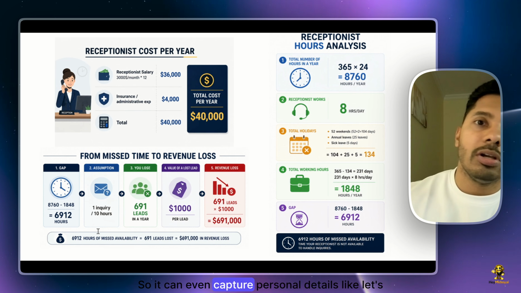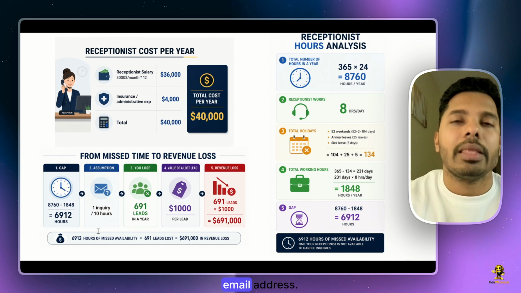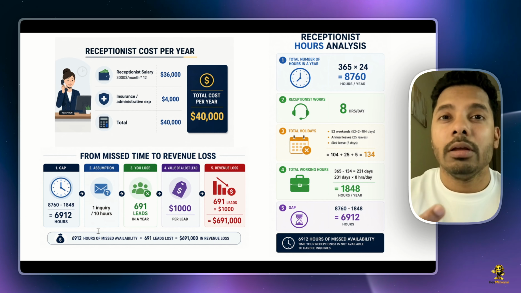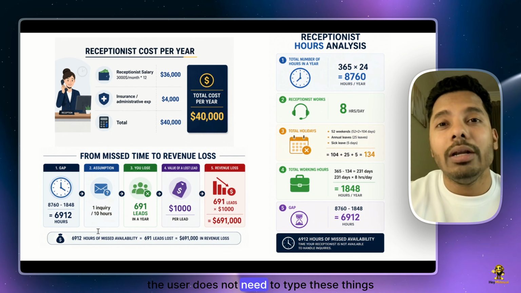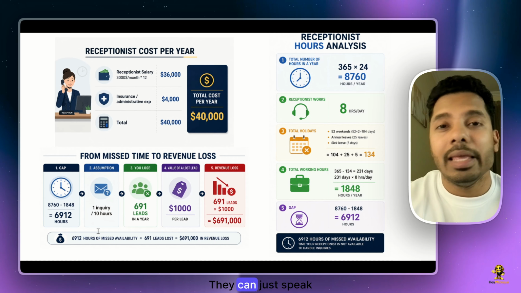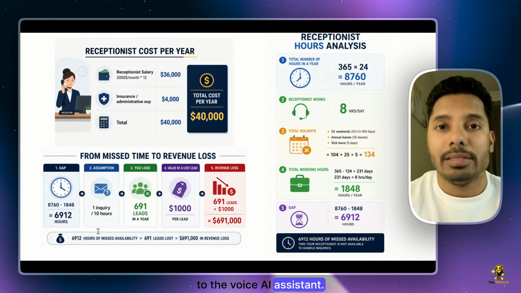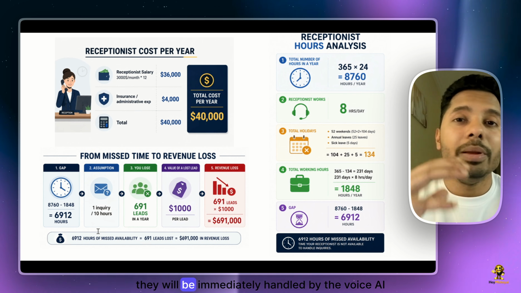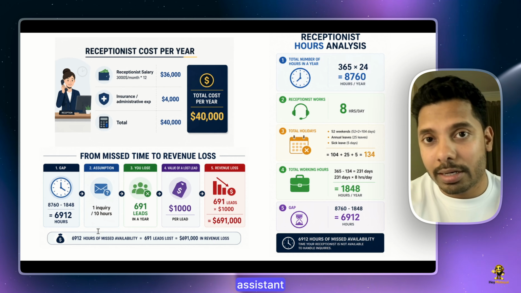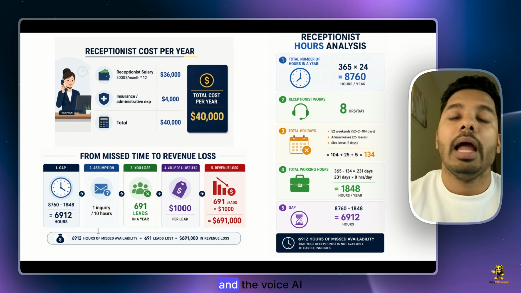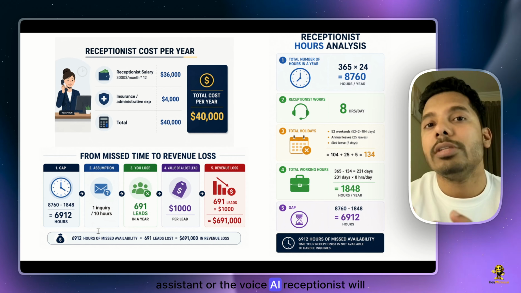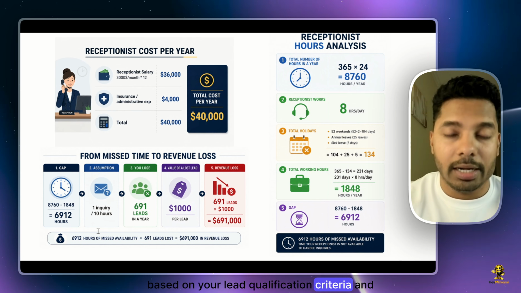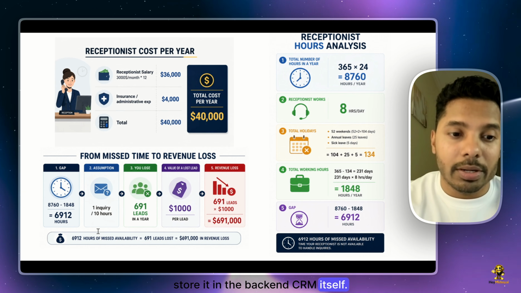It can even capture personal details like, for example, name and email address. All the things which you are actually collecting over a contact us form, the user does not need to type anymore. They can just speak to the voice AI assistant. So when they dial the number of the bank, they will be immediately handled by the voice AI receptionist, who will capture all the information based on your lead qualification criteria and store it in the backend CRM itself.